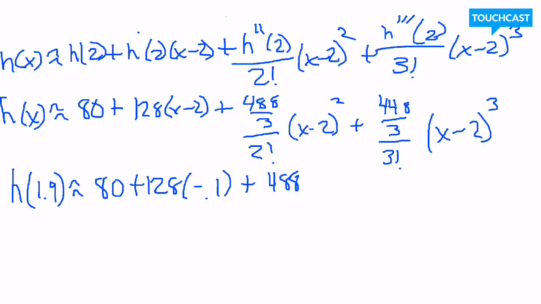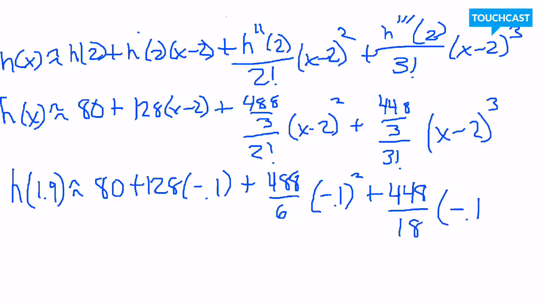488 over 3 divided by 2 is 488 over 6. This is going to be negative 0.1 squared plus 448 over 3, and then 3 factorial is 6, so 3 times 6 is 18. This is going to be negative 0.1 cubed. You could leave your answer like this, or you could plug it in. It turns out to be approximately equal to 67.988.